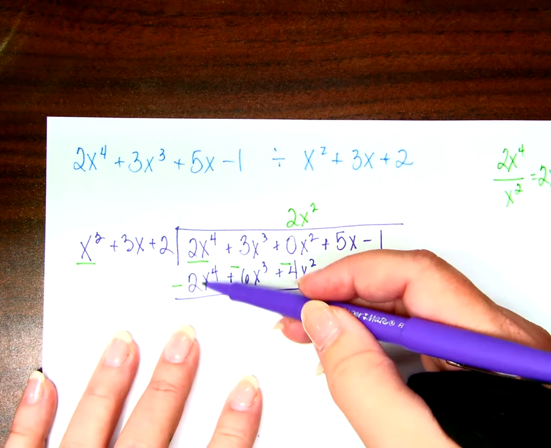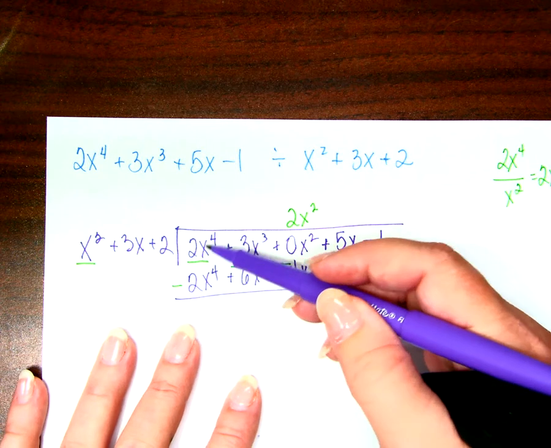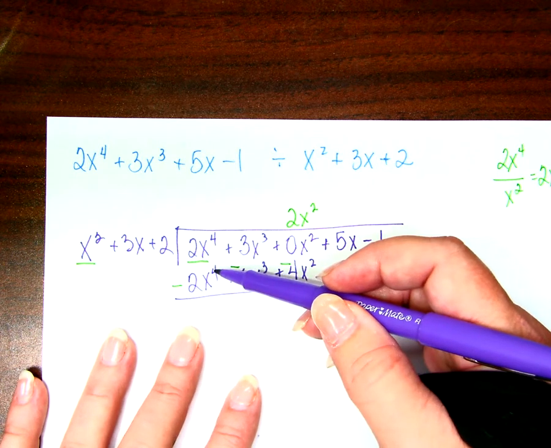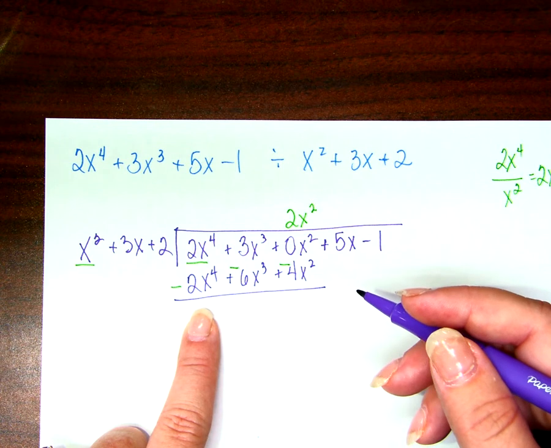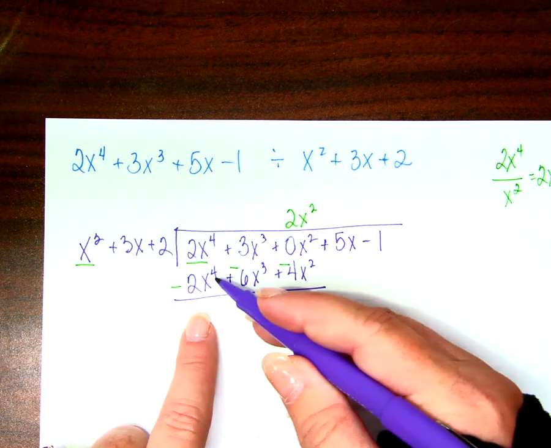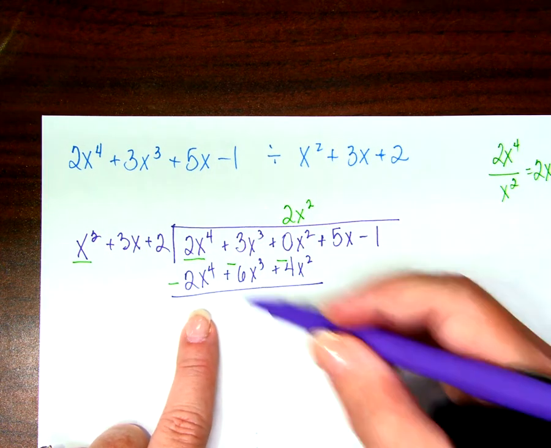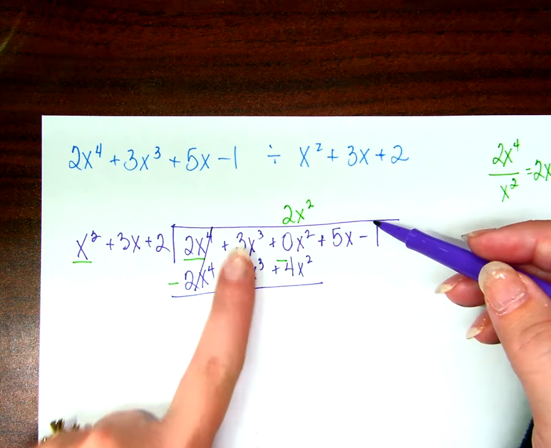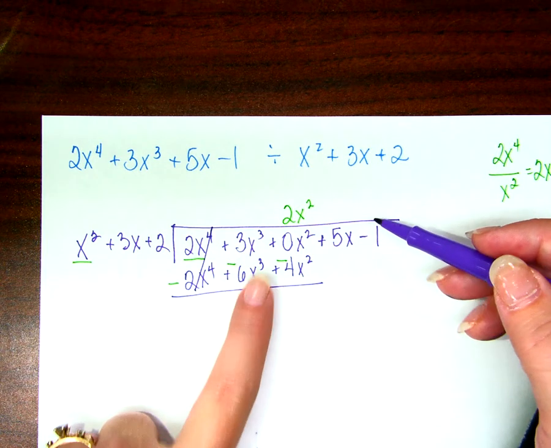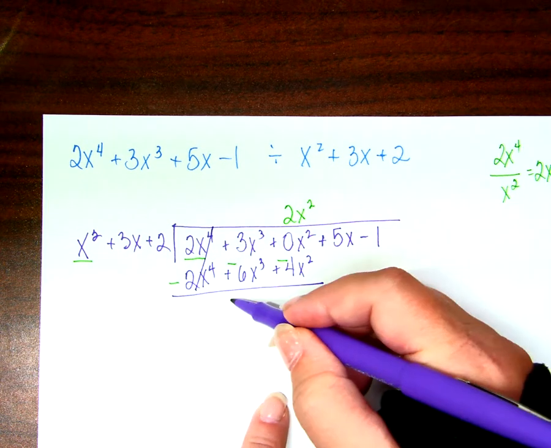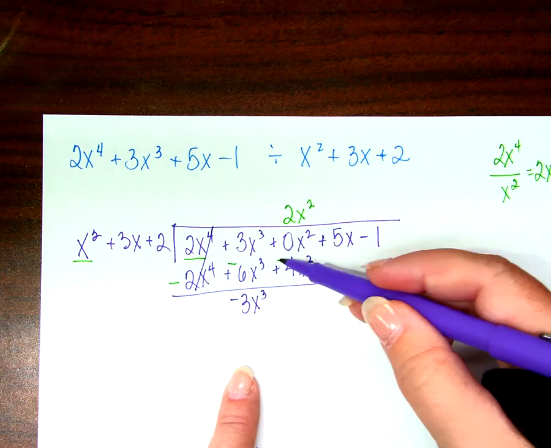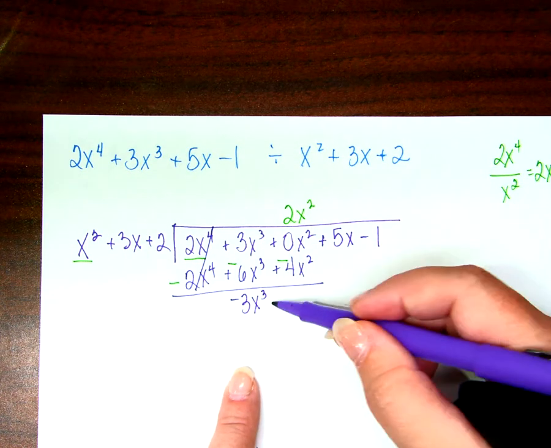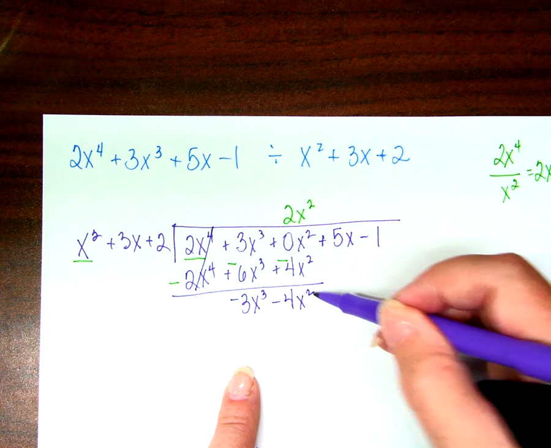Okay. Now go ahead and do the subtraction. 2x to the fourth minus 2x to the fourth. Should that ever be anything but 0? No. I purposely set it up so that that would be 0, didn't I? Okay, so that's 0. What is 3x to the third minus 6x to the third? Negative 3x to the third. What's 0x squared minus 4x squared? Negative 4x squared. Now what?